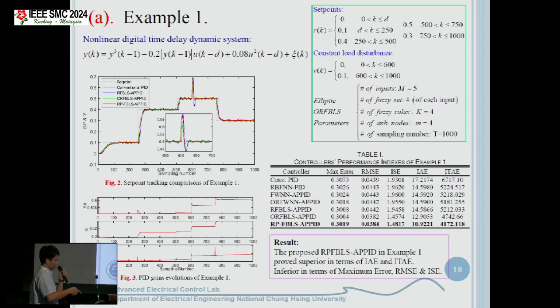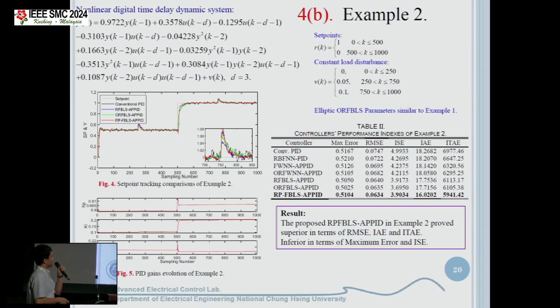RMSE and ISE. For the second example, we have the simulation study following these very long equations, and each parameter is written here. We got Figure 4 for the set point tracking comparison and Figure 5 for the PID gain evolutions. Finally, from Table 2, we know that the proposed method for example 2 is superior in terms of RMSE, IAE, and ITAE, and inferior in terms of maximum error and ISE.